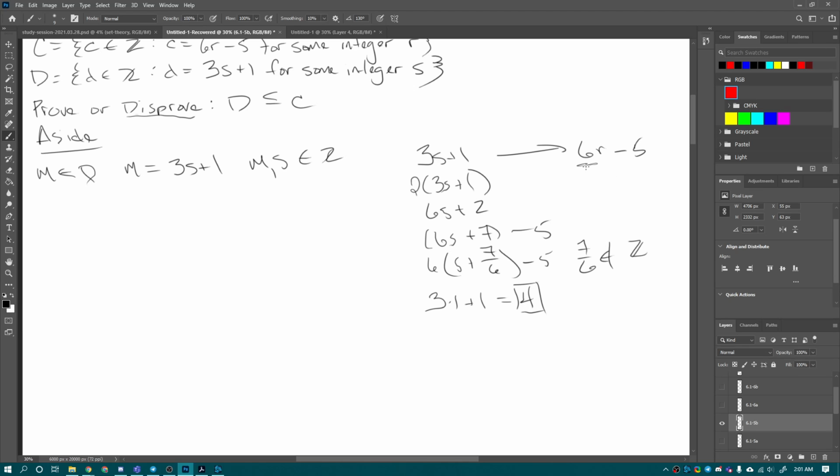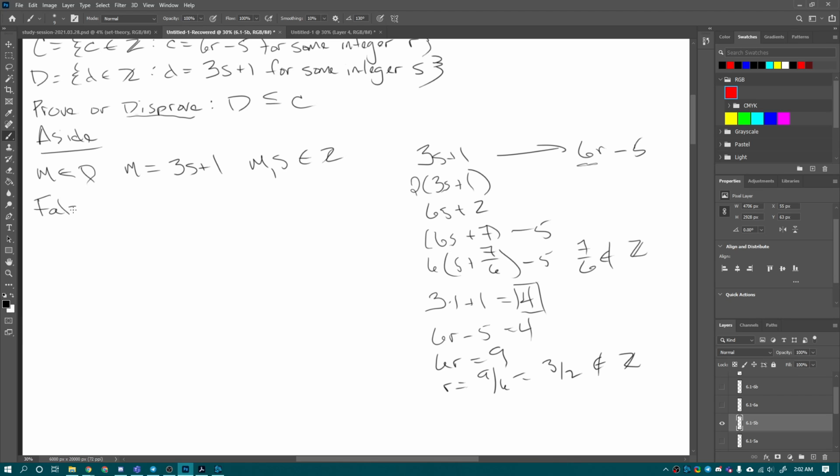And so now I'm going to take my right-hand side expression and set it equal to 4 and see if r is an integer. So that's 6r minus 5 is equal to 4. 6r is equal to 9. r is equal to 9/6, which is equal to 3/2, which is not an integer. So I have found my counterexample. The counterexample is 4. So now we're going to do our proof.